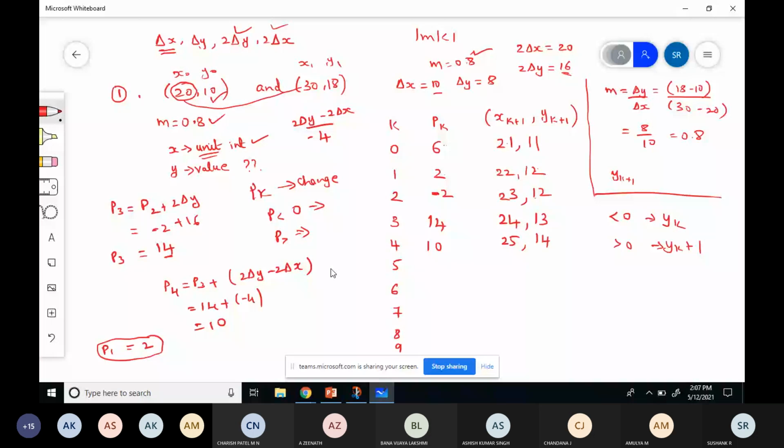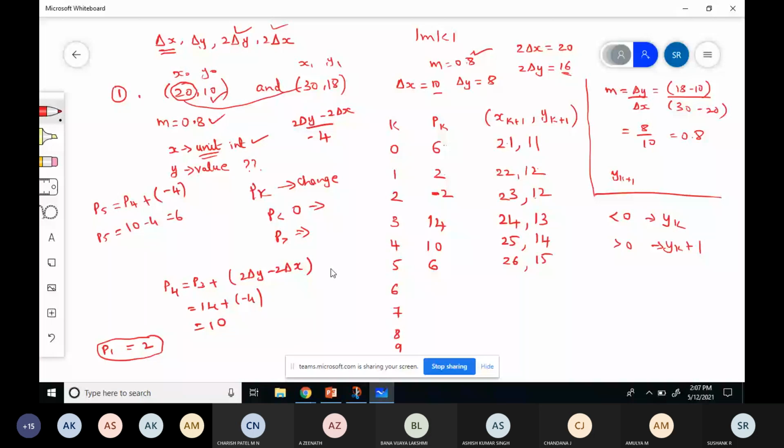So after this, calculate p5. How do you calculate p5? p5 is equal to p4 plus, because it is greater than 0, no? Greater than 0 means the same thing, minus 4. So 10 minus 4 will be 6. So now you will get it as 6 plus 1, 26, greater than 0, plus 1 to this again, 15. So after this, p5 you have found out.